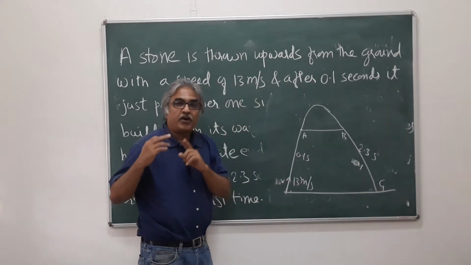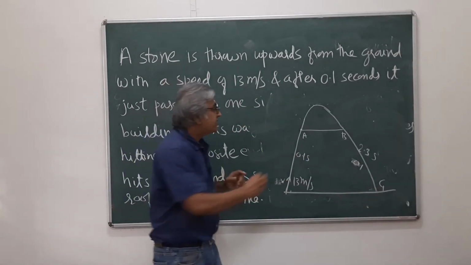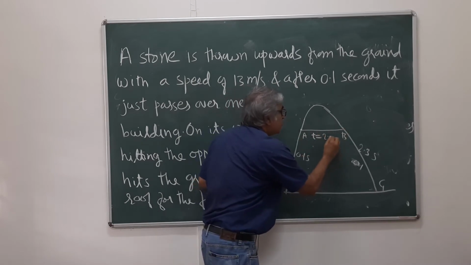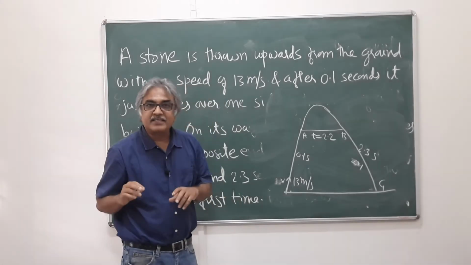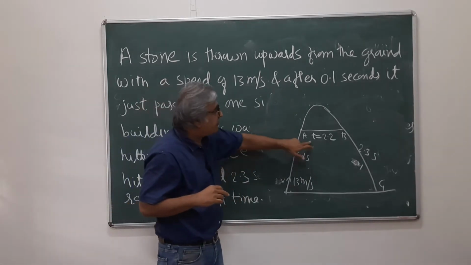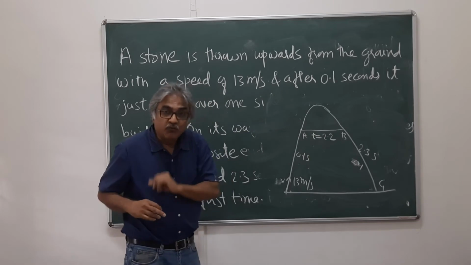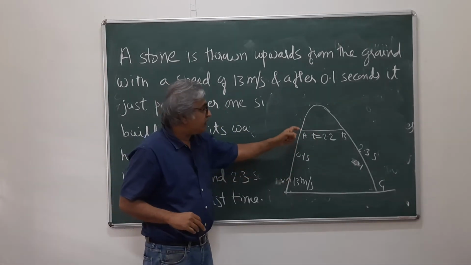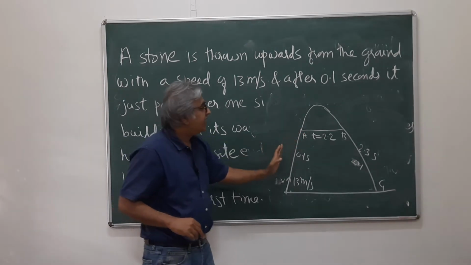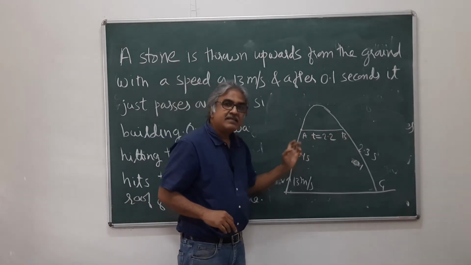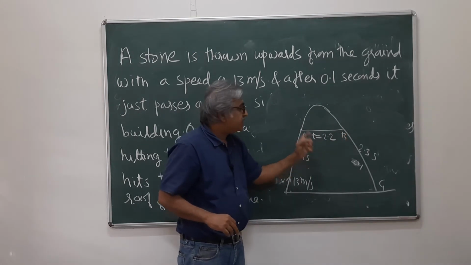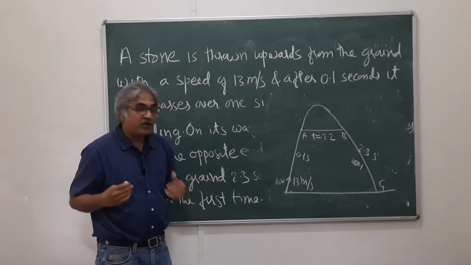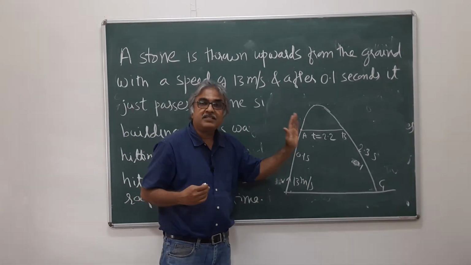That means it will be 2.4 minus 0.2, which means T for travel from A to B is 2.2. Now if you know this time, all that you want to know is the horizontal velocity of this projectile. Once we know the horizontal velocity, then the distance between A and B is nothing but the horizontal displacement, which means horizontal velocity into 2.2, right? Now our task is to find out the horizontal component of this projectile.